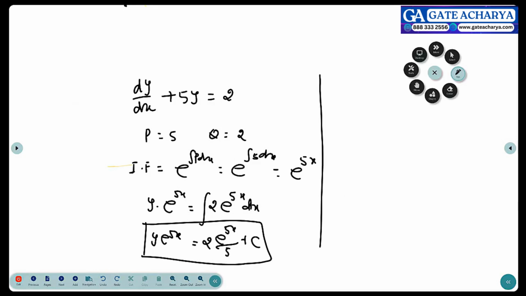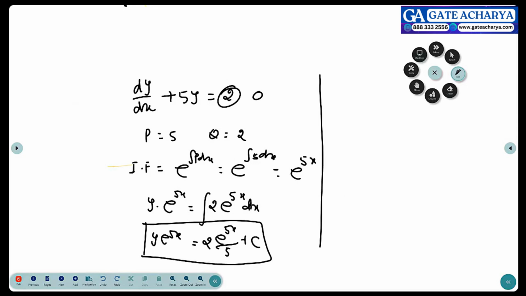Okay, one more. Suppose instead of this 2, here it is 0. What about the solution? If the right hand side is 0, everything becomes 0, and we get this c alone. So y e power 5x is equal to c, or otherwise y is equal to c divided by e power 5x, which is c into e power minus 5x. It is one way to apply this concept.